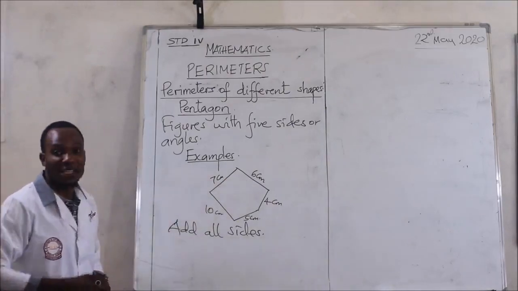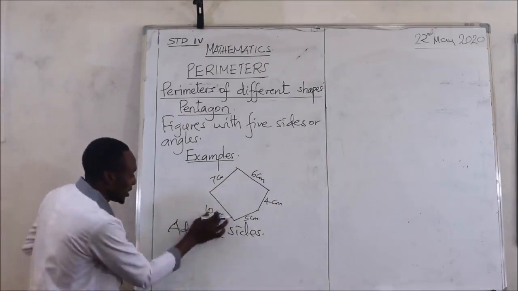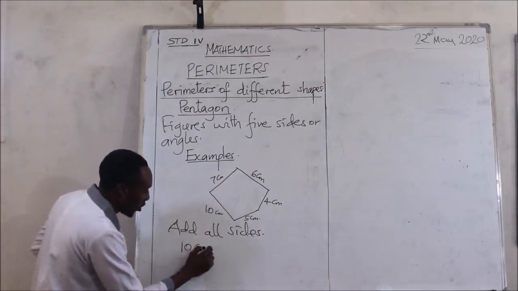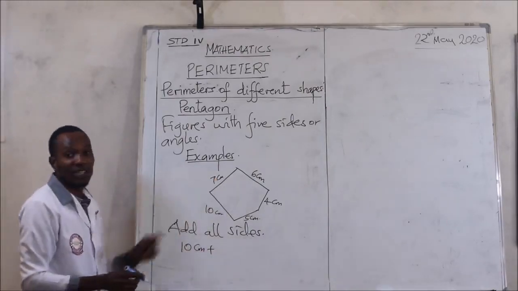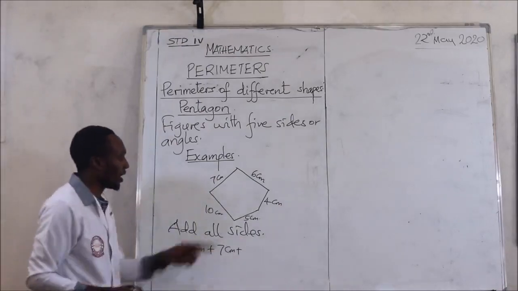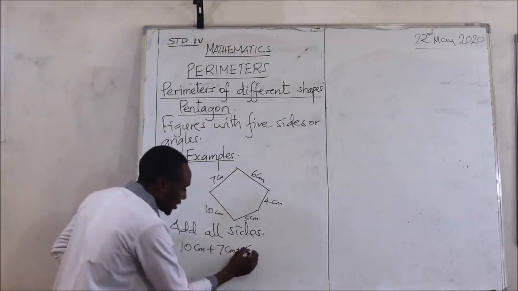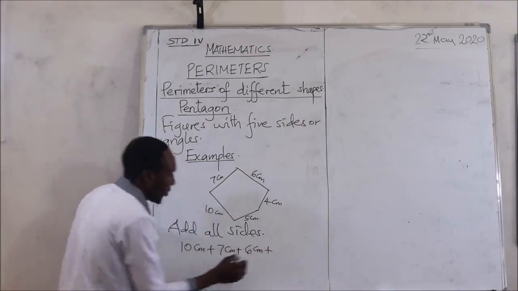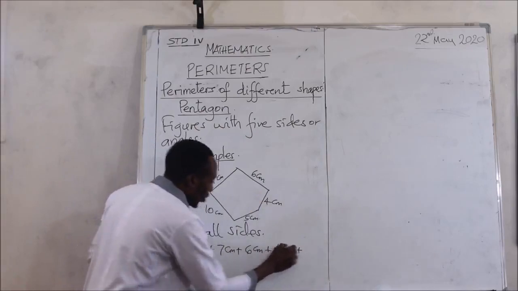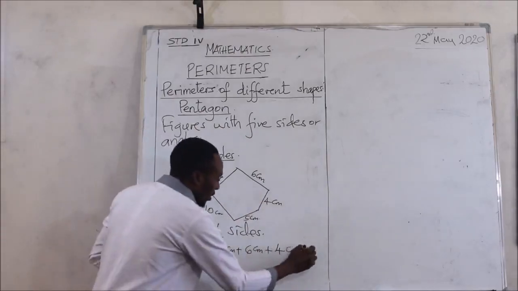We start to add, we say this is 10 centimeter. So now we start to add 10 centimeter. We add by 7 centimeter, followed by 6 centimeter, add by 4 centimeter. And the last one is 5 centimeter.